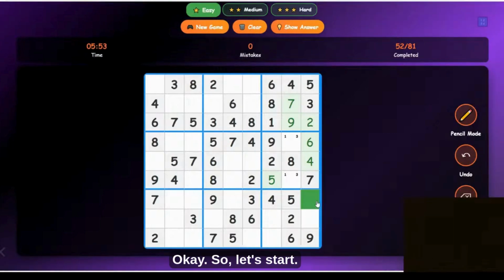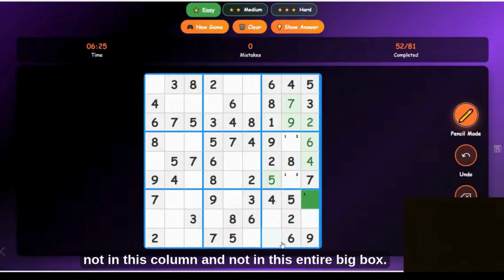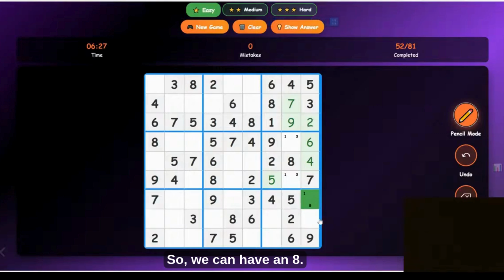Okay, so let's start. Let's look at it here. 1 can come here because 1 is not in this column, not in this row, and not in this entire big box. So 1 can come here, write it in pencil. Then we have a 2 in this big box, so we can't have 2 here. 3, 4, 5, 6 and 7 are here. 8 is not in this row, not in this column, and not in this entire big box. So we can have an 8. And 9 is also there.